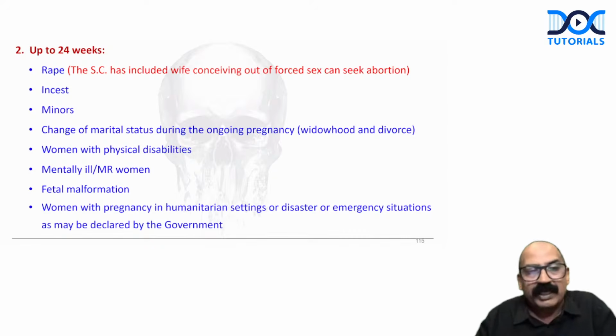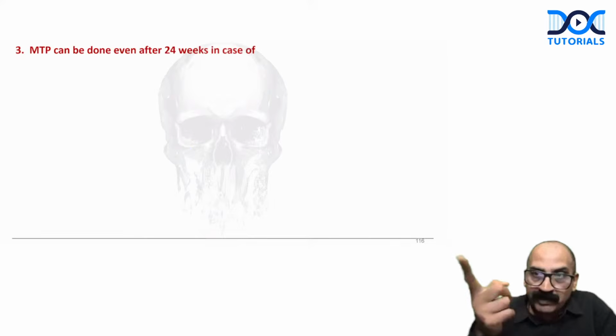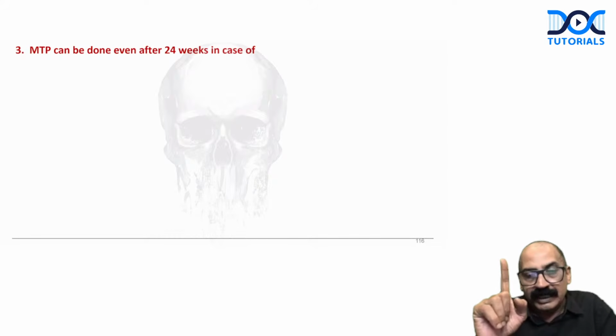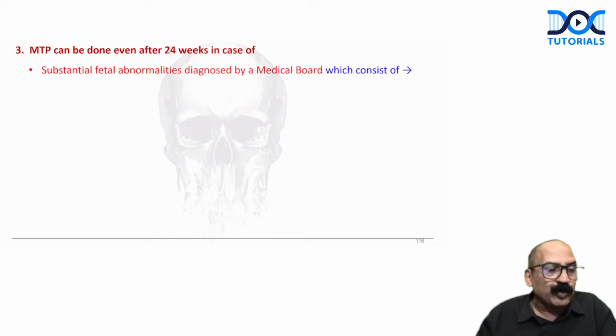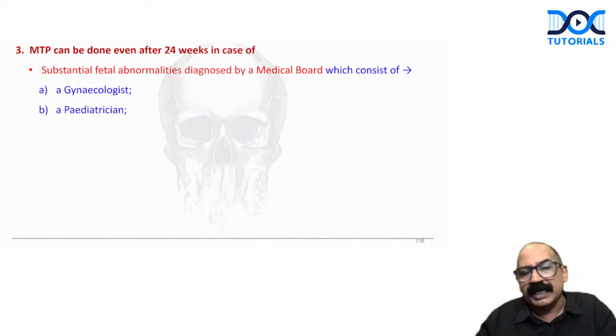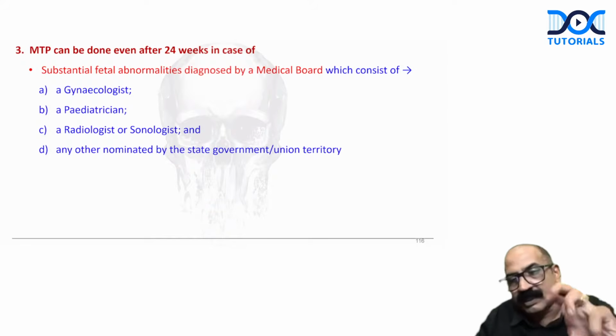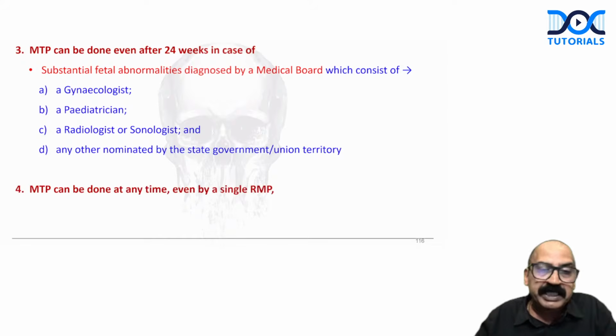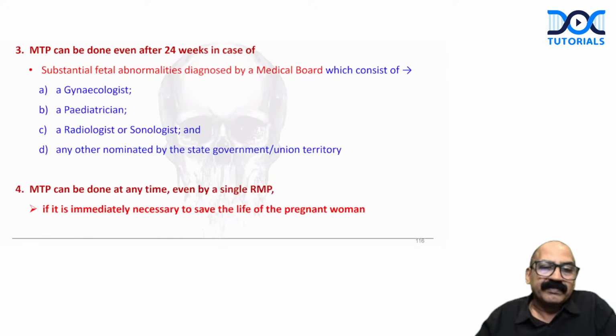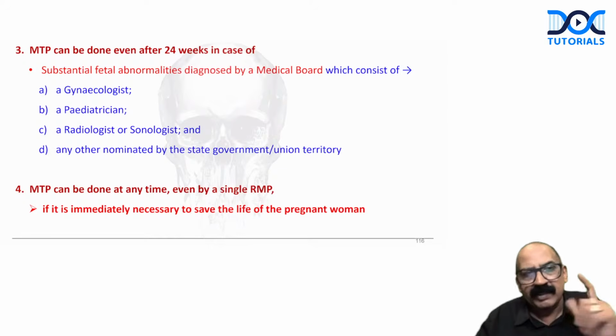the disaster. MTP can be done even after 24 weeks, but in case of substantial fetal abnormality, it has to be diagnosed by a medical board which consists of a gynecologist, pediatrician, radiologist, and any other doctor nominated by the court. MTP can be done at any time, even up to full term, if the continuation of pregnancy endangers the life of the woman. To save the life of the woman, it can be done at any time.